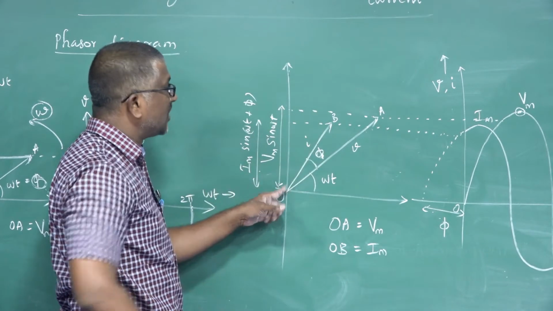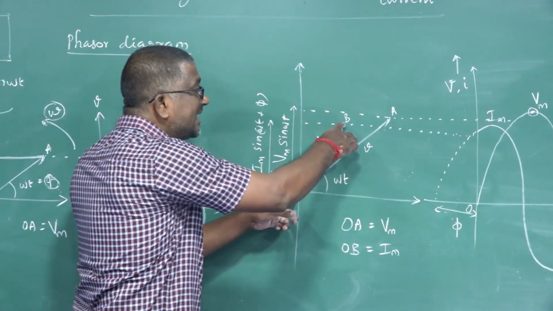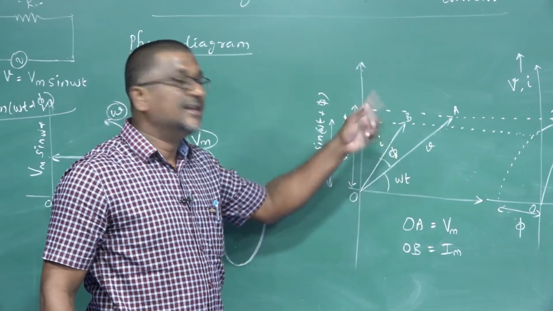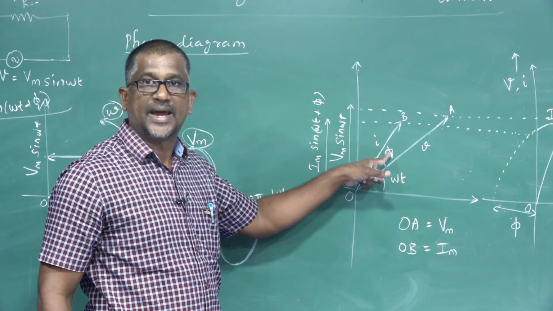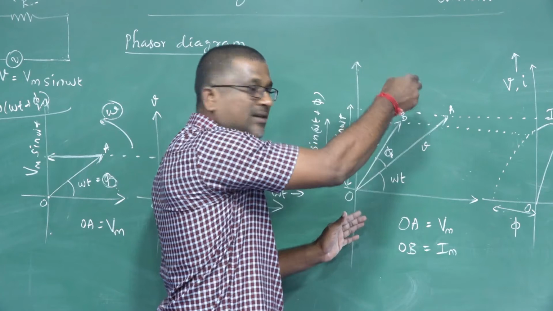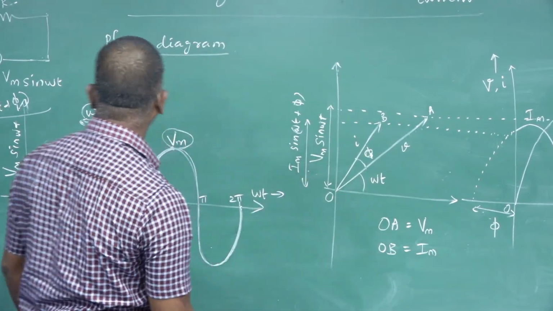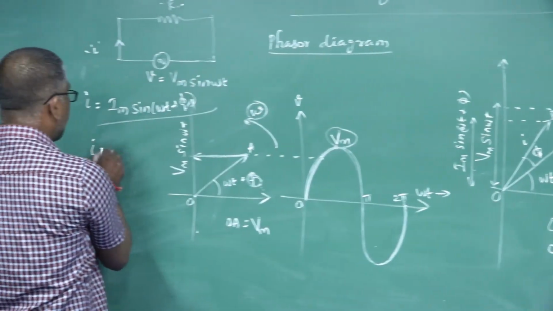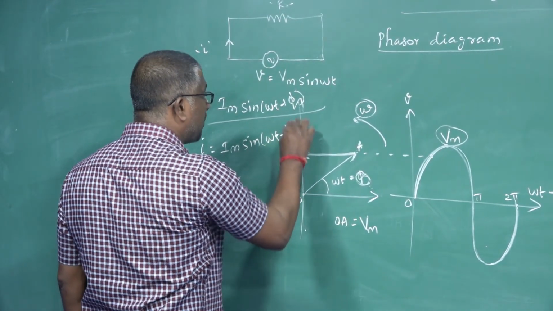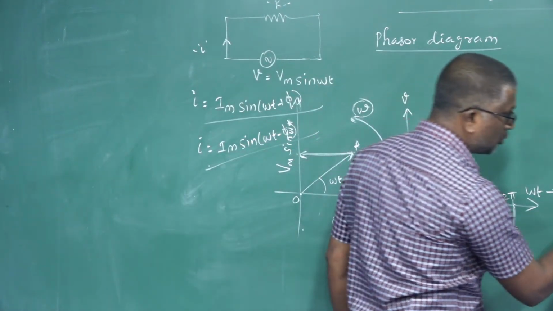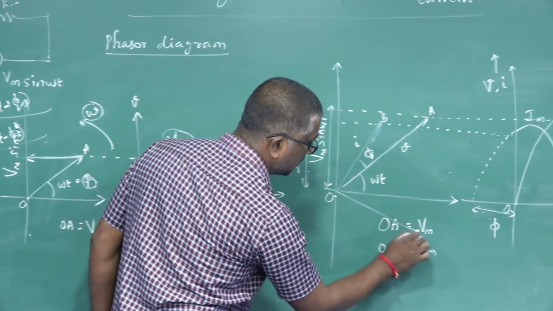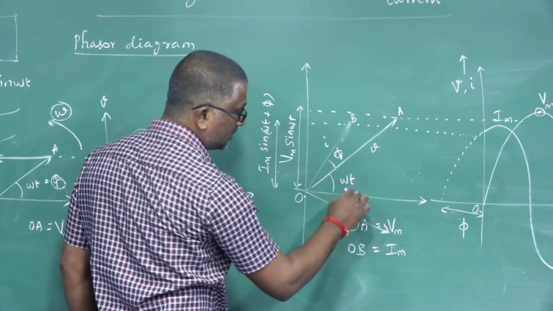In this diagram, it is clear that the alternating current leads the voltage by the phase angle of pi. Lead means forward, and the voltage comes backward. Suppose the alternating current in the given AC circuit is I equals Im sin of omega t minus pi, then the diagram becomes like this.